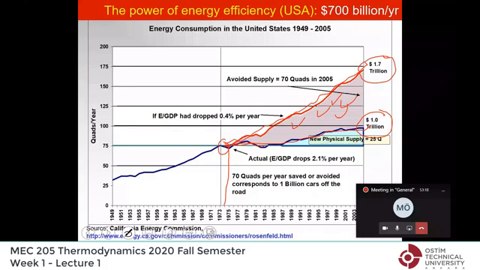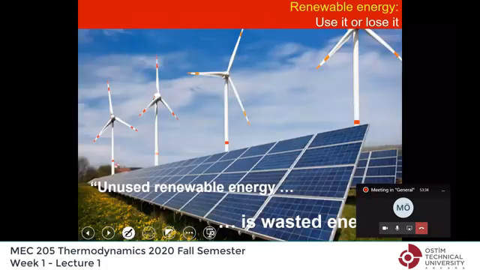What is the difference between the two? $700 billion energy saving per year. So it shows the power of energy efficiency. And thermodynamics shows you what you can do, how effective they are. And this way, I think you can do this scientifically and also economically.